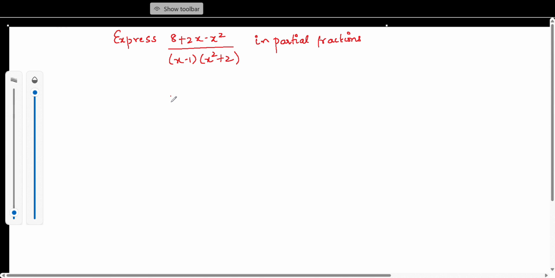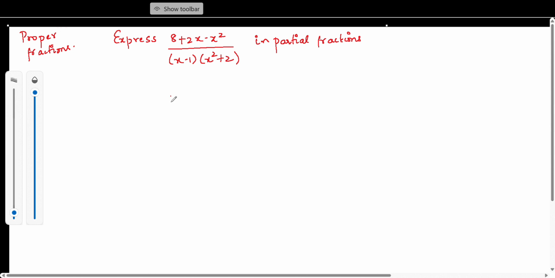A very important criterion or prerequisite is that the degree of the numerator should be less than the denominator. That is, we can do partial fraction only for proper fractions. If it is improper, we will have to do polynomial long division and express it as a mixed form and then proceed with partial fraction for the proper fraction.